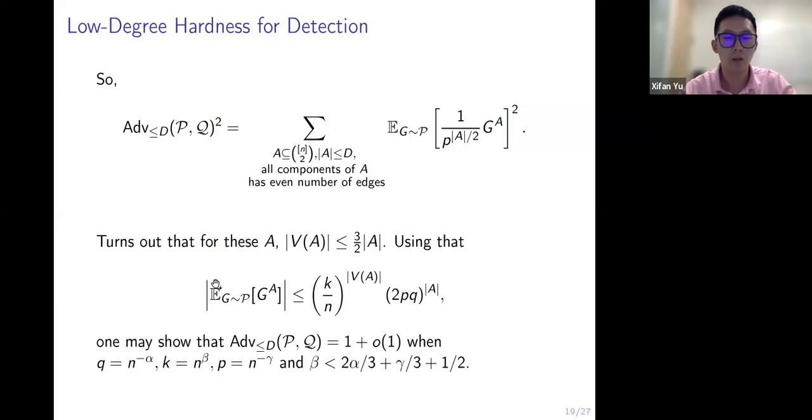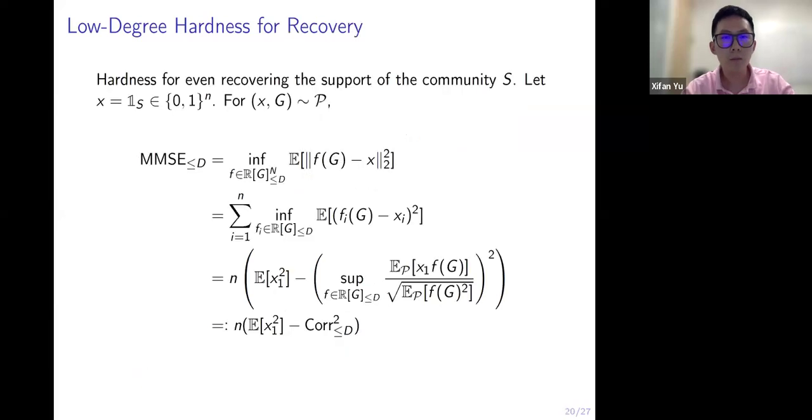We could show that the low degree advantage is equal to 1 plus little o(1) for polylogarithmic degree, when the parameters in the log density setting are in the hard regime, that is when beta is at most 2 alpha over 3 plus gamma over 3 plus 1/2. For the recovery problem, we actually showed a low degree hardness for even recovering the support of the community S.